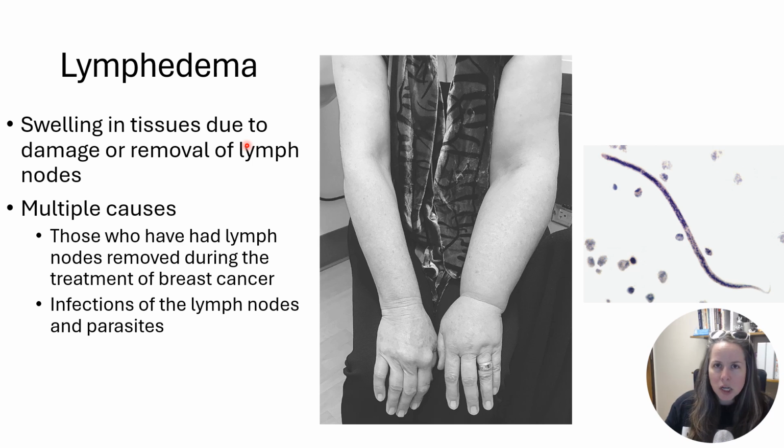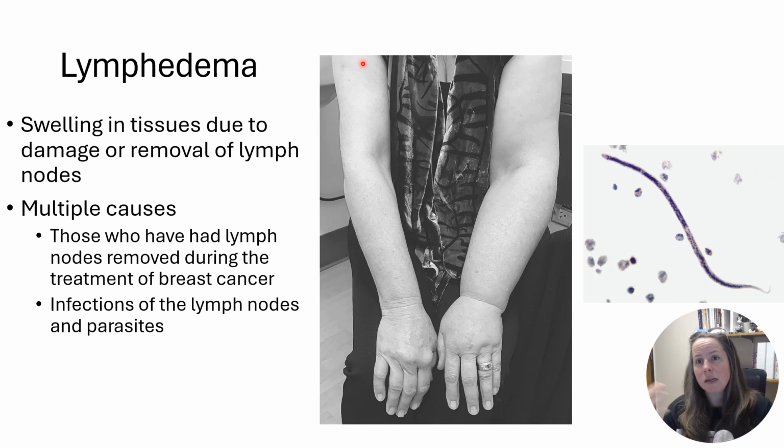The two that I want to talk about are, first and foremost, something that's a little bit more common, which is removal of lymph nodes due to breast cancer. A lot of the times when a woman has breast cancer, when they go in to remove the tumor, they will also remove lymph nodes that are in the axillary or armpit area, because that's the first place that the cancer typically will spread.